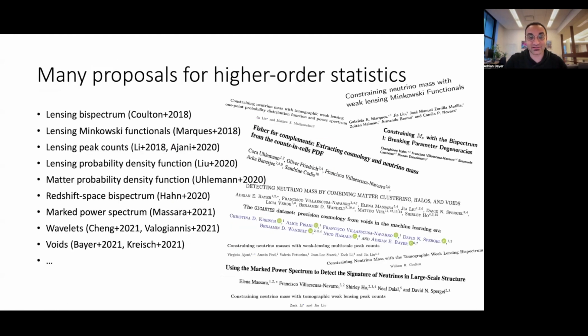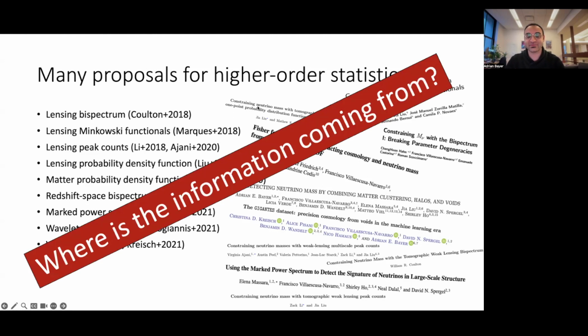And in fact, there's a lot of these higher order statistics where people have found great constraints on the neutrino mass using bispectrum, Minkowski functionals, peak counts, probability density function, Mach power spectrum. And all of these different papers look at slightly different things. So not only at different higher order statistics, but also at different fields. So some look at lensing, some look at the matter field, some look at redshift space distortions. And so one very important question to answer is, where is the information coming from?